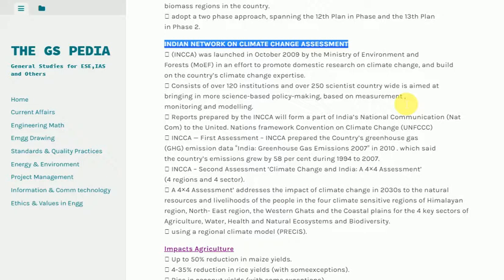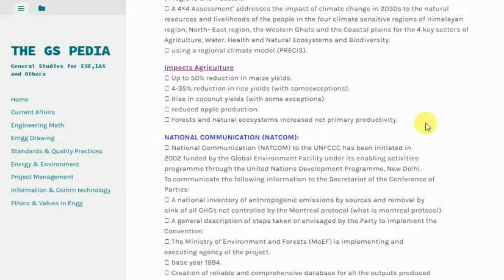Using a regional climate model, precise impacts on agriculture: up to 50% reduction in maize yields. 4-35% reduction in rice yields with some exceptions. Rising coconut yields with some exceptions. Reduced apple production. Forests and natural ecosystems show increased net primary productivity.